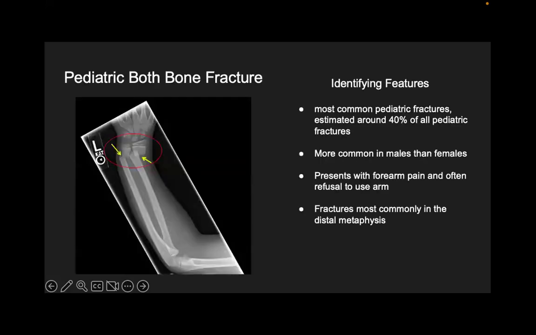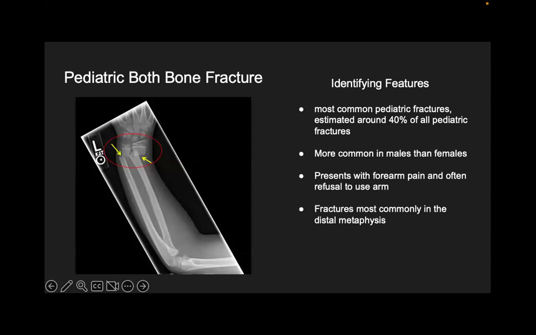So one of the most common fractures, if you've been shadowing or seen any of the consults with the residents, or if you've attended fracture conference, is a pediatric both bone fracture. Okay. So it accounts for 40% of all pediatric fractures, not even just in the upper extremity, but all fractures in peds, and tends to be more common in males than females.